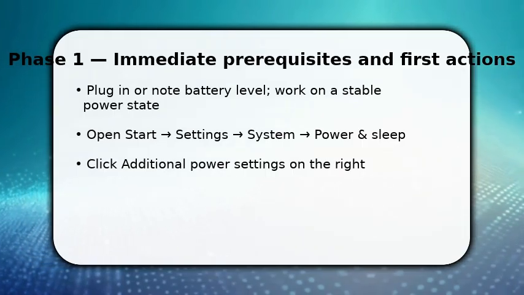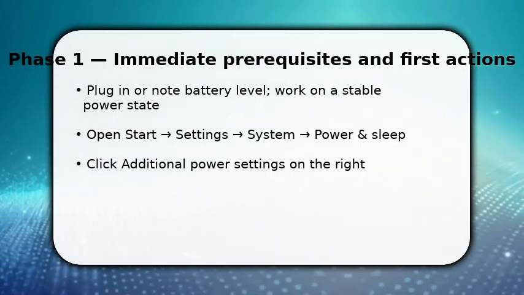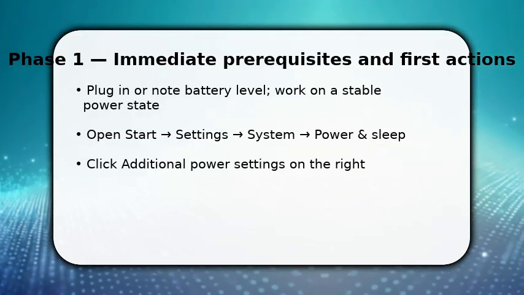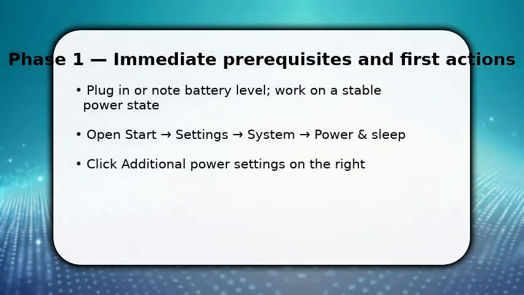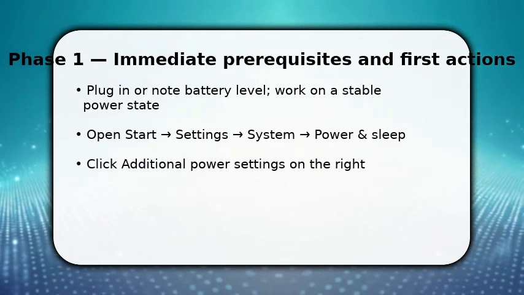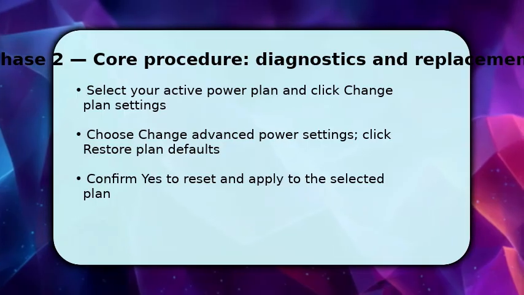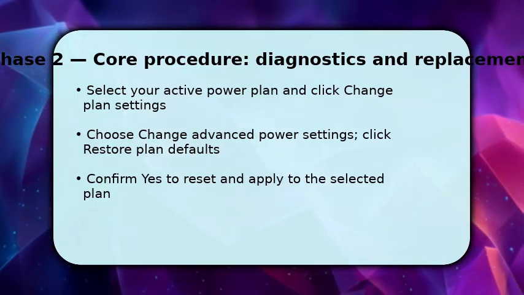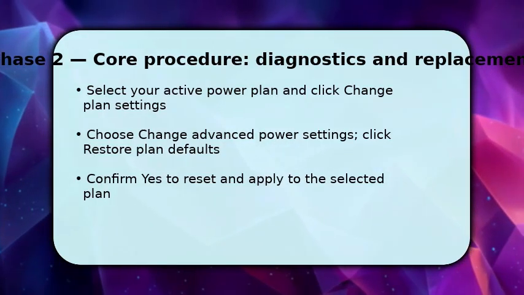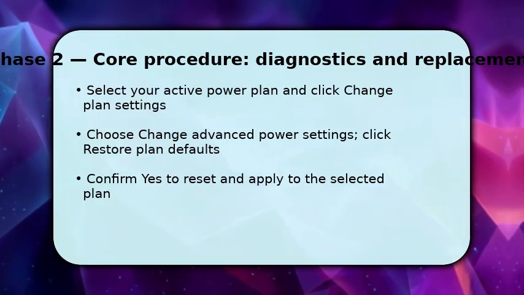You do this now so subsequent steps change the active plan. Otherwise, resets will affect the wrong configuration. Keep a note of the current plan name in case you need to revert. You select the active plan and click Change Plan Settings because that targets the plan Windows uses. Then choose Change Advanced Power Settings to access granular controls.